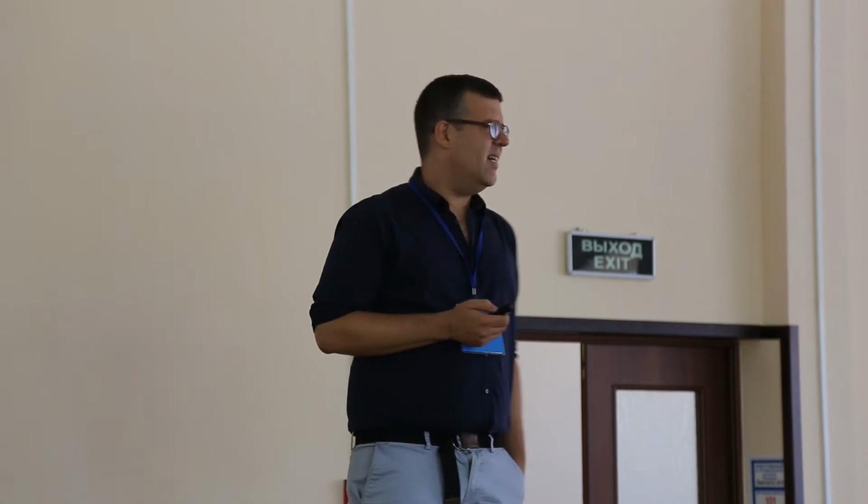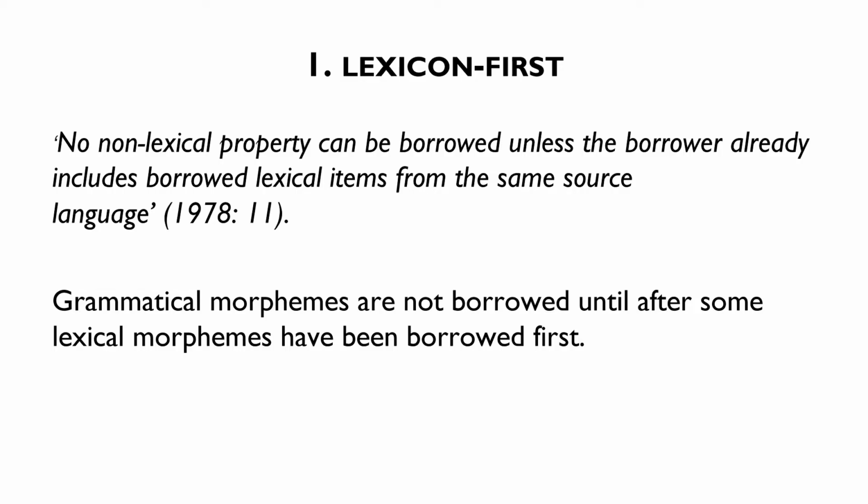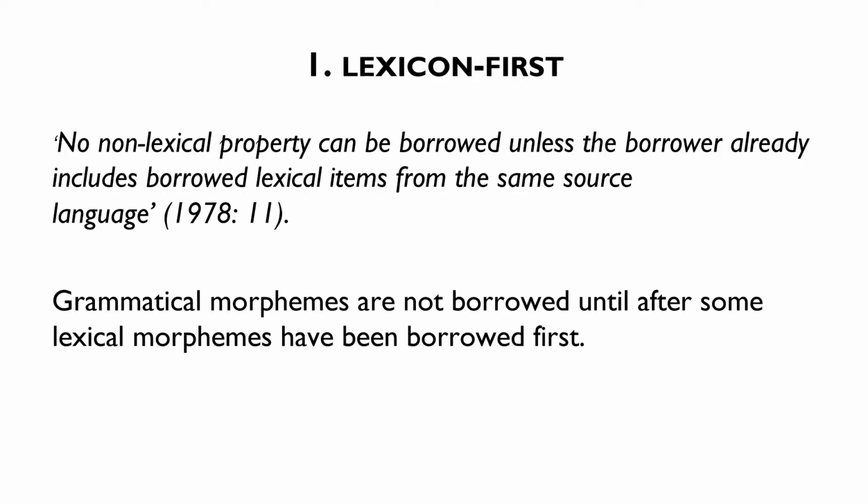It's not always easy to read Moravcsik's writing. It's a little bit technical, in the way that Greenberg's colleagues like to write. So: no non-lexical property can be borrowed unless the borrower already includes borrowed lexical items from the same source language. That's a bit complicated, so I translated it for you. Grammatical morphemes are not borrowed until after some lexical morphemes have been borrowed first.